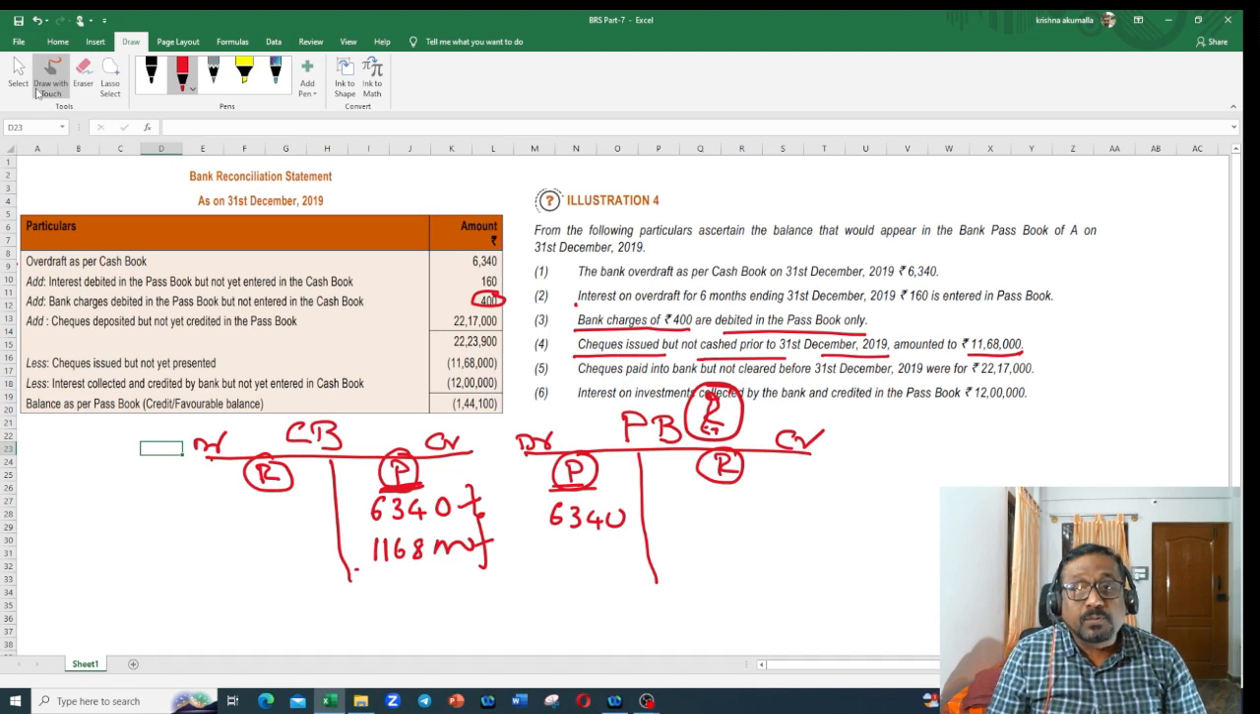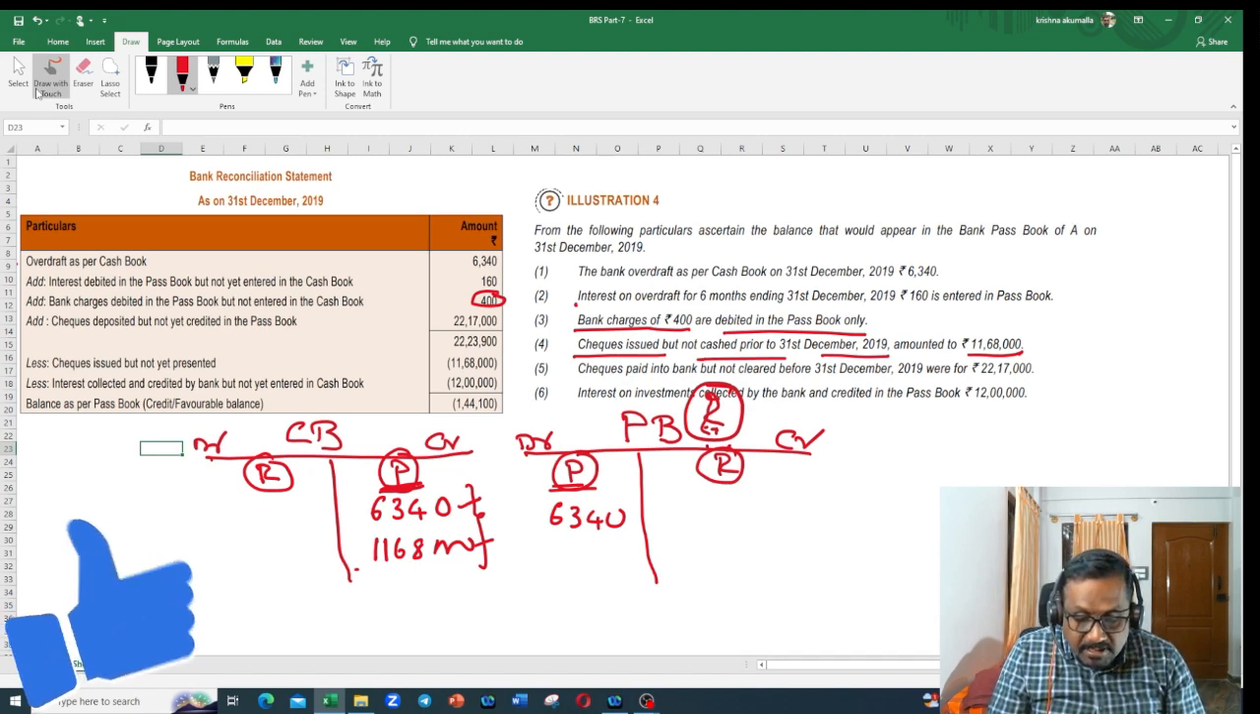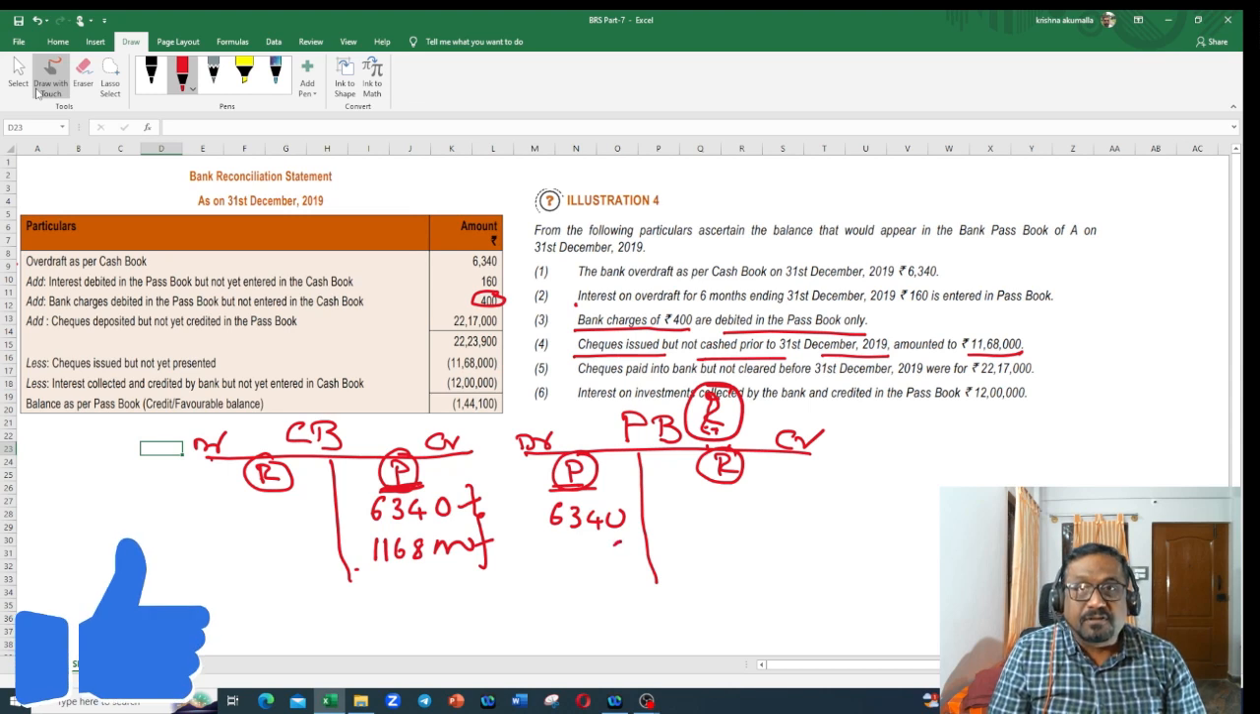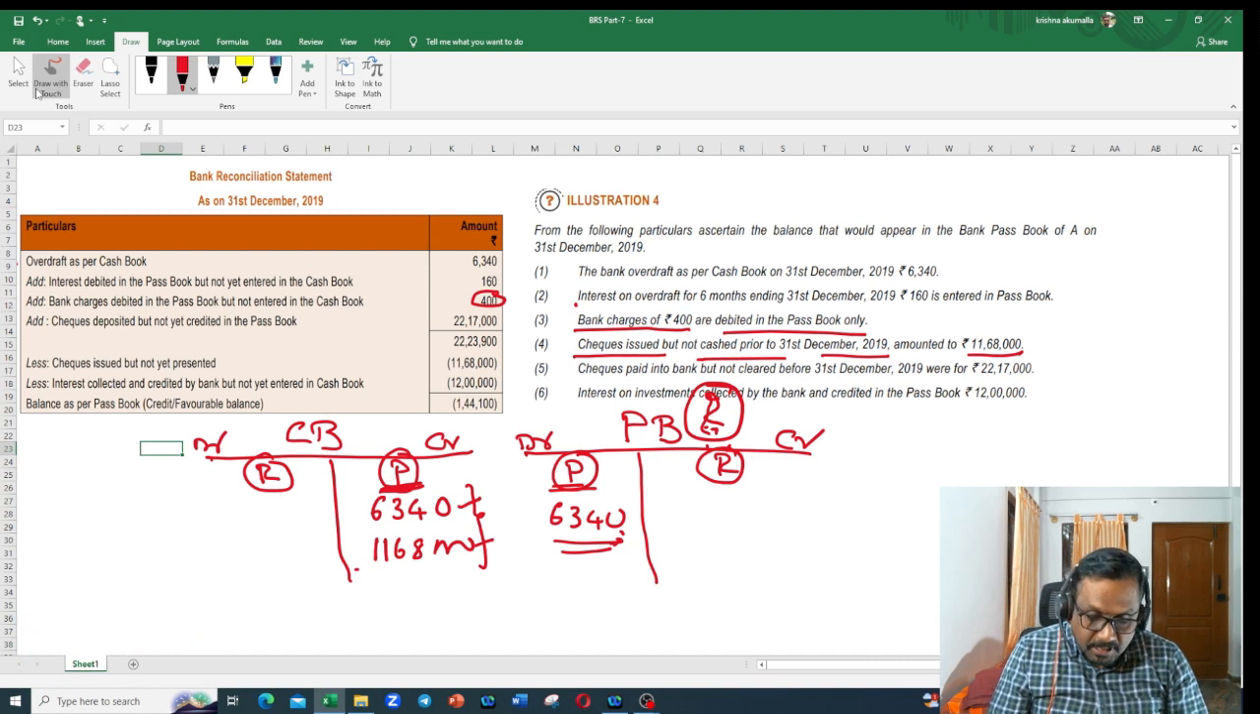But what balance do we need to see? Question mark balance. Question mark balance is reduced, because here it is showing only 6,000. Here it is showing 11 lakhs plus. Are you getting my point? So this question mark balance is reduced. Since the question mark balance is reduced, we need to deduct this amount. See, less: checks issued but not presented, 11 lakh 68,000.